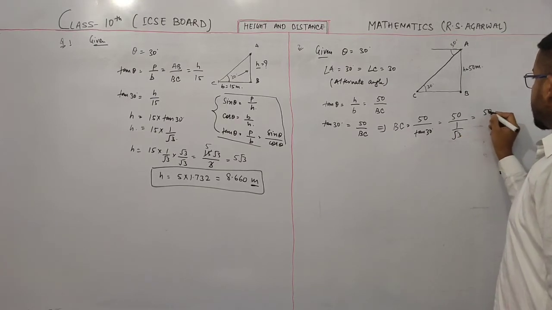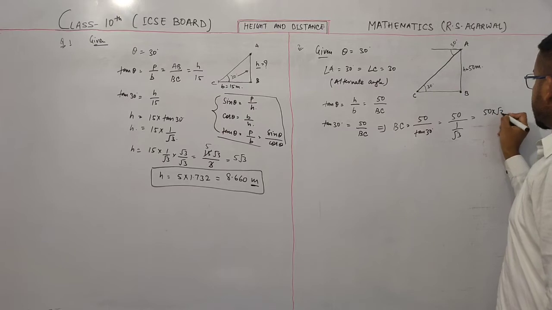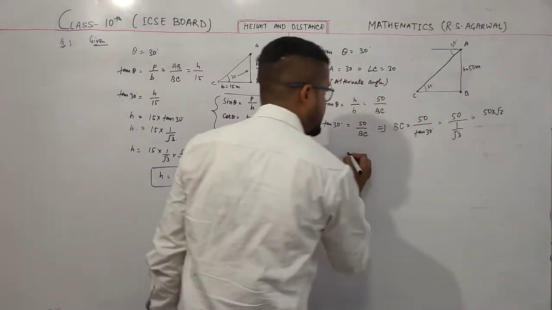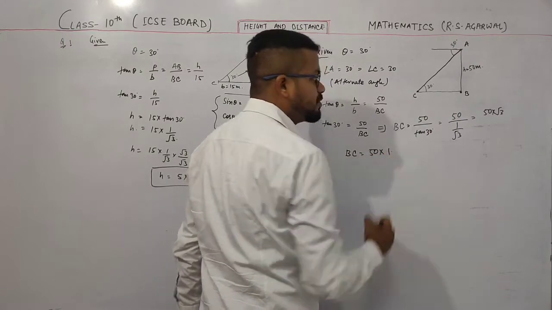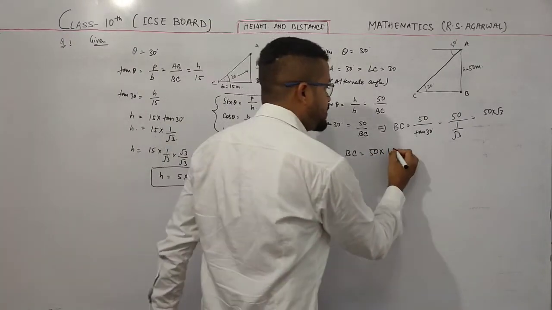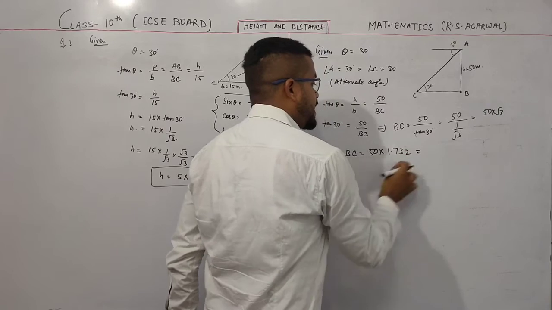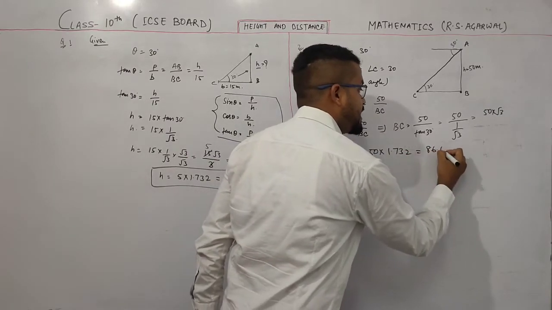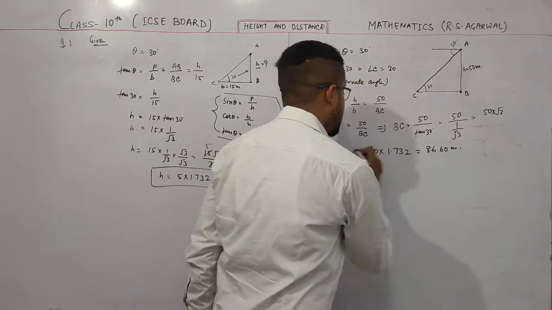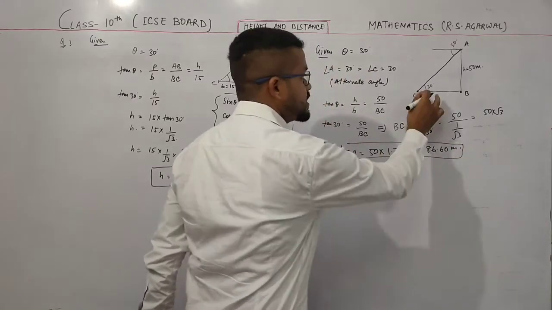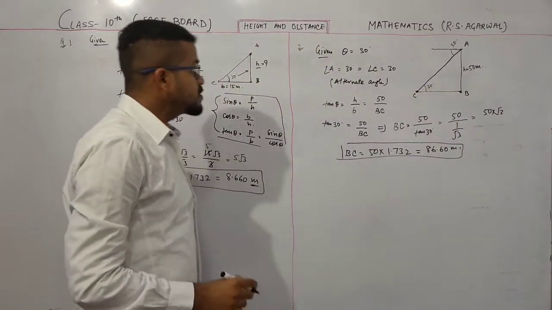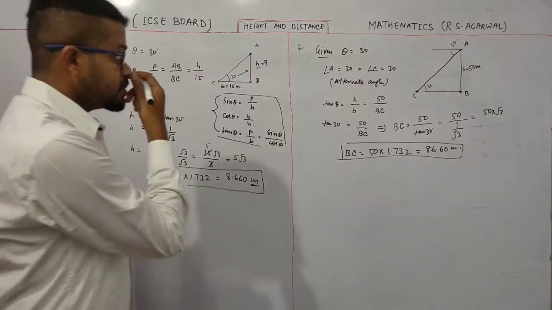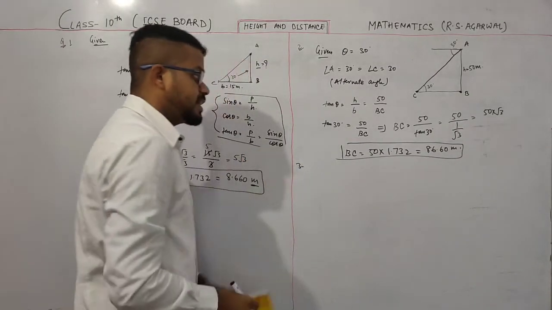So this is 50 into root 3, and after calculation BC is equal to 50 into the value of root 3, which is 1.732, and after multiplication it is 86.60 meter, and this is the distance between both these points. Okay, so this is question number 2. Now come to question number 3.